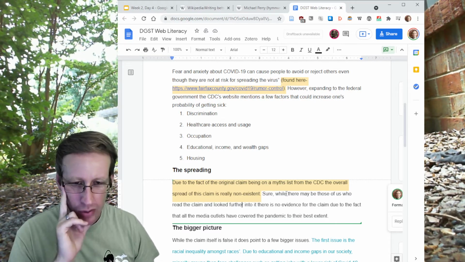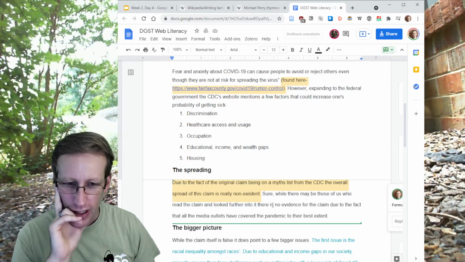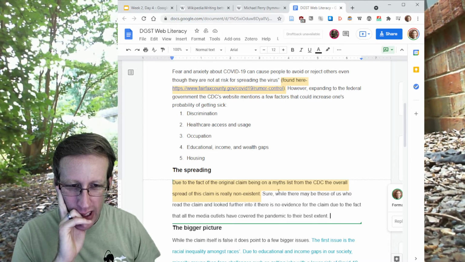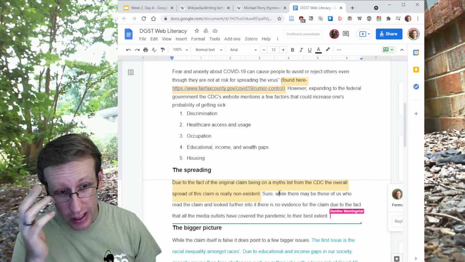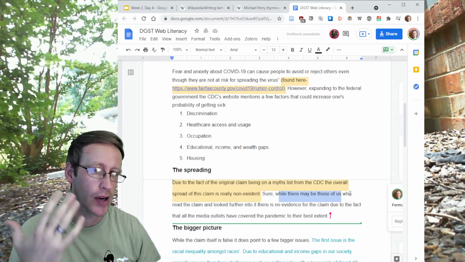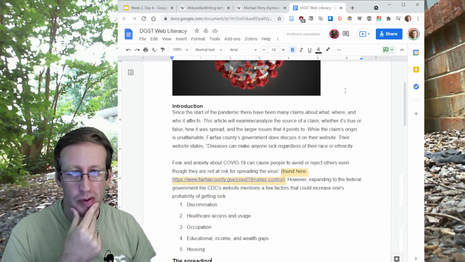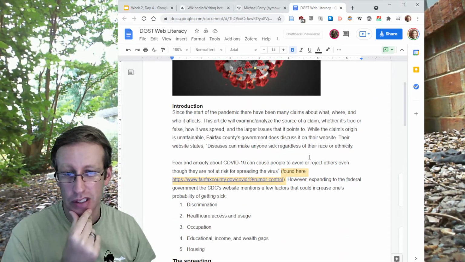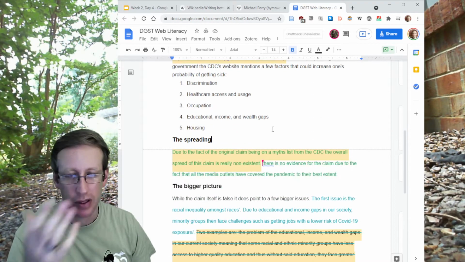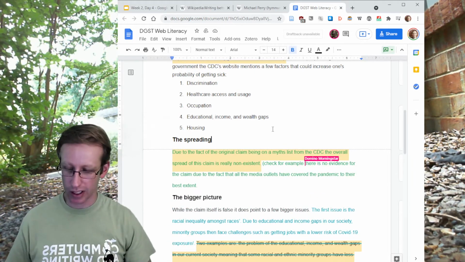Now, you want to avoid first person. You've got some right here. There may be those of us who read the claim and looked further into it. Yeah, I'm not really sure what you mean by that, but it's really not necessary because we're trying to avoid this idea of us as the narrators or the editors. Surely there's an example of someone making this claim, or there was at some point, in order for the CDC and, in this case, Fairfax County to debunk it, right? I mean, their main role isn't a debunking organization, so they don't necessarily have the same motivation we do to try to share that origin.